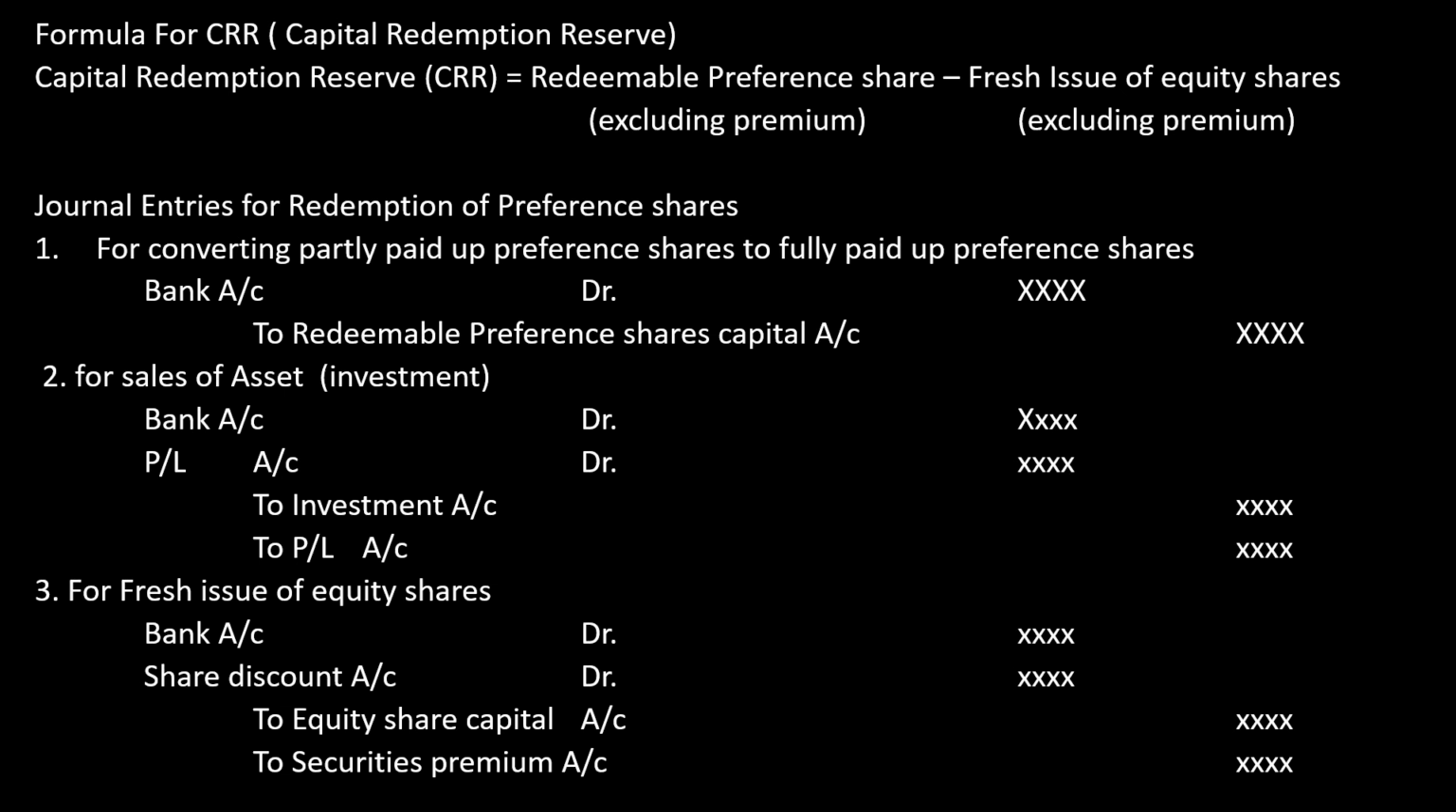Then for fresh issue of equity shares, for the purpose of redemption, if the company decided to make any fresh issue, in that case the entry is bank account debit to equity share capital. If the fresh issue is made at discount, the discount will be on the debit. If the same fresh issue is made at a premium, the premium will be there. So here again, you might have discount or premium. Any one can be there, or it can be at face value also. Next, we'll go to the next slide.